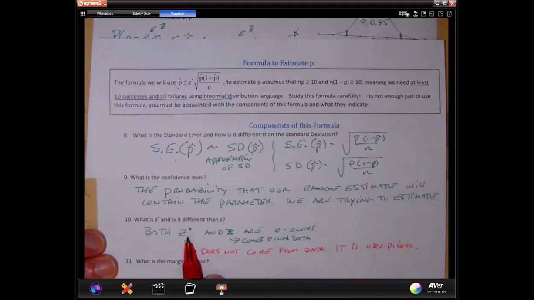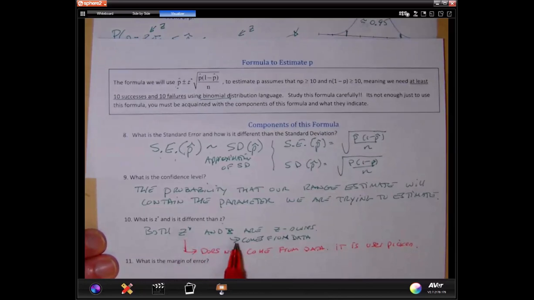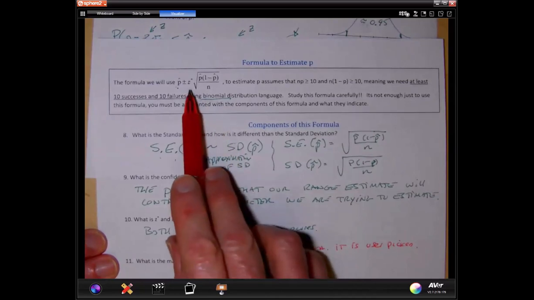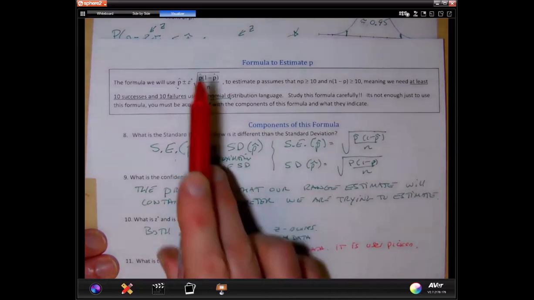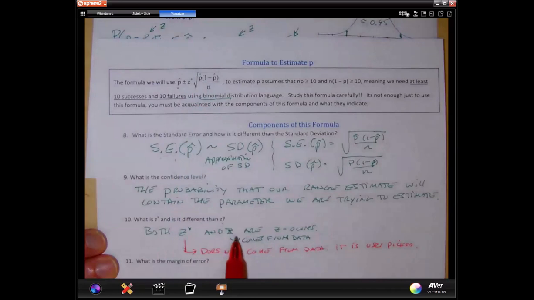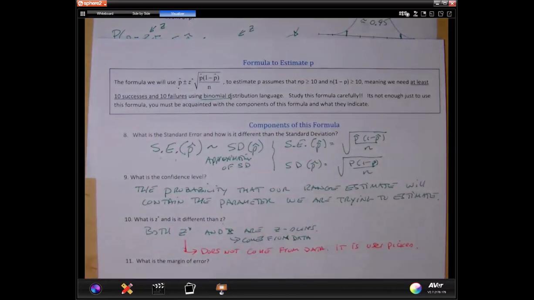I might decide to use 2. I might decide to use 1.96. I might decide to use 2.455. So whatever, I pick this. That's the difference. You have to pick this value to achieve a certain goal. This one, the one I've been using before, comes from the data. That's the difference.